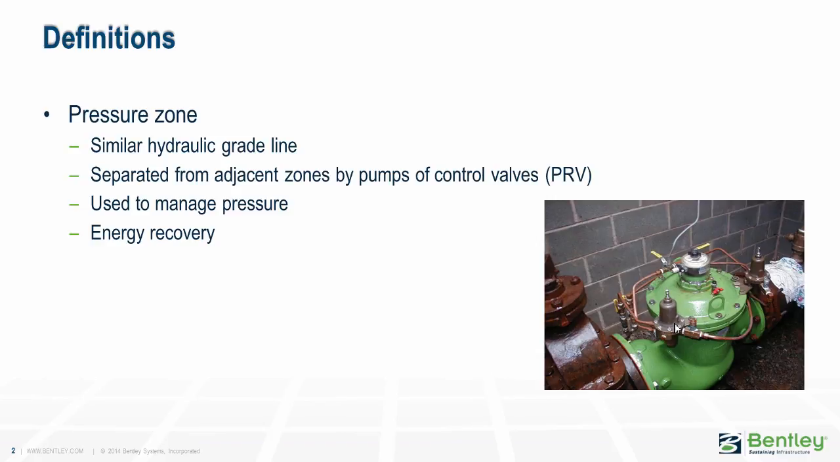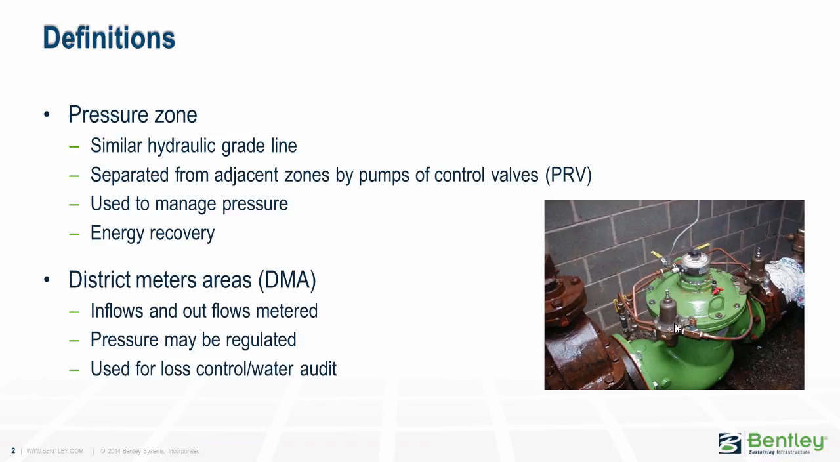Usually pressure zones are used to manage pressure. If the users in the zone are at too low of an elevation, they'll get too high of a pressure, or if they're too high, they'll get too low of a pressure. So this is a way of isolating customers. It's saying, at these elevations, in this part of the system, we want to give a certain hydraulic grade.